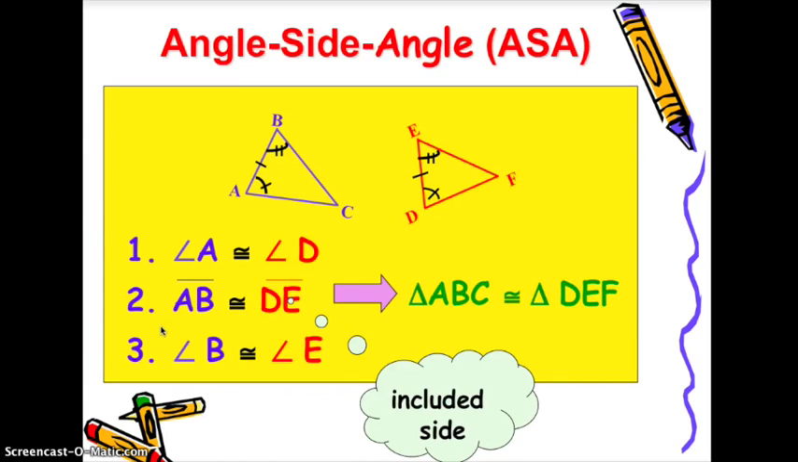Okay, so the next congruence theorem is angle, side, angle. And in this one, in the picture here, you can see that angle A has been marked congruent to angle D, and side AB has been marked equal to side DE, and angle B has been marked equal to angle E. So the important part here is that the side has to be the side connecting, the side that's included between the two angles. So we need to make sure that we have the included side.